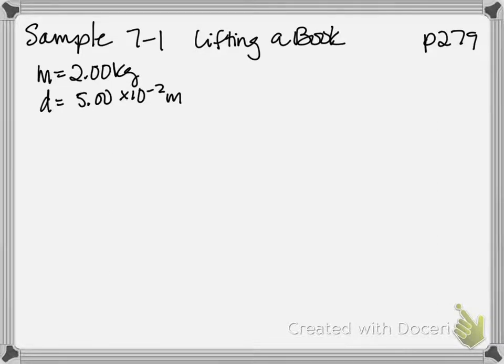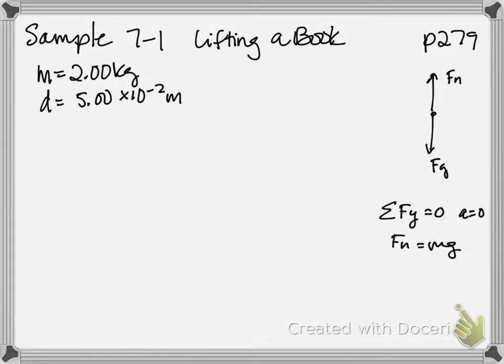We're told that we're lifting the book at a constant speed. So what that allows us to do is realize that the net force on the book is 0. If I were to draw a free body diagram, and they're not always required in these problems, it helps you to realize why the net force is 0. So the normal force exerted by my hand and the gravitational force, since we know the net force in the y direction is 0 because we're told it's a constant speed, so acceleration equals 0. So the force that my hand is exerting, and it is a normal force, is just equal to mg.